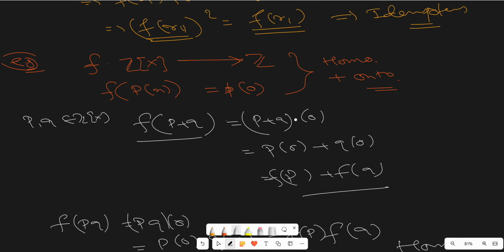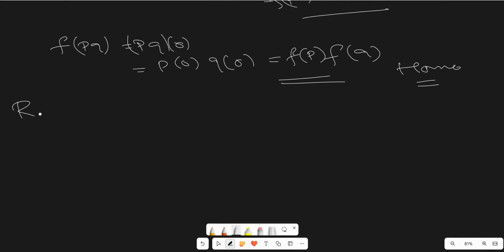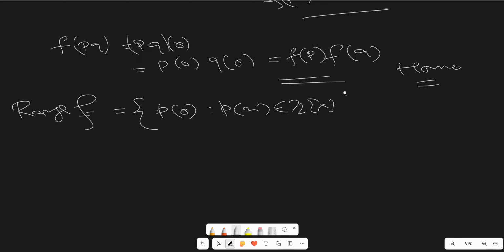What about the range? Why is this onto? The range of the function f is all those p(0) such that p(x) is inside Z[x]. Can you see this is the entire Z? You can evaluate at 0 and make it the entire Z. So this is onto.